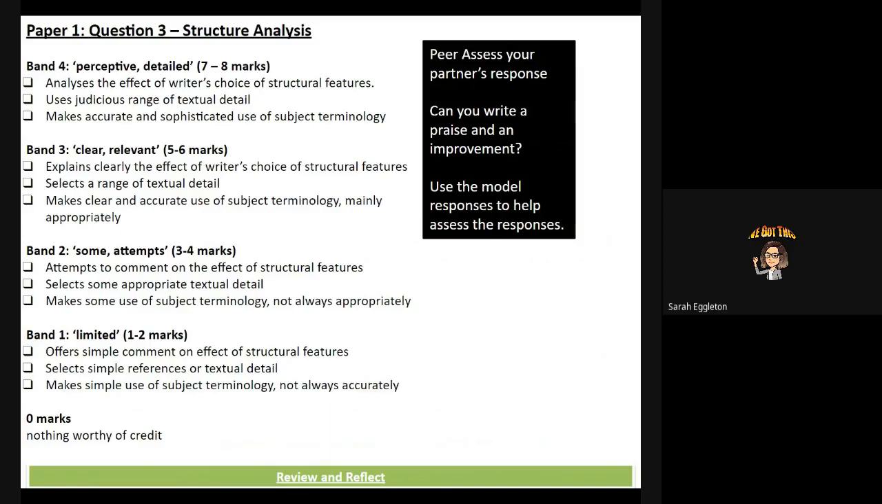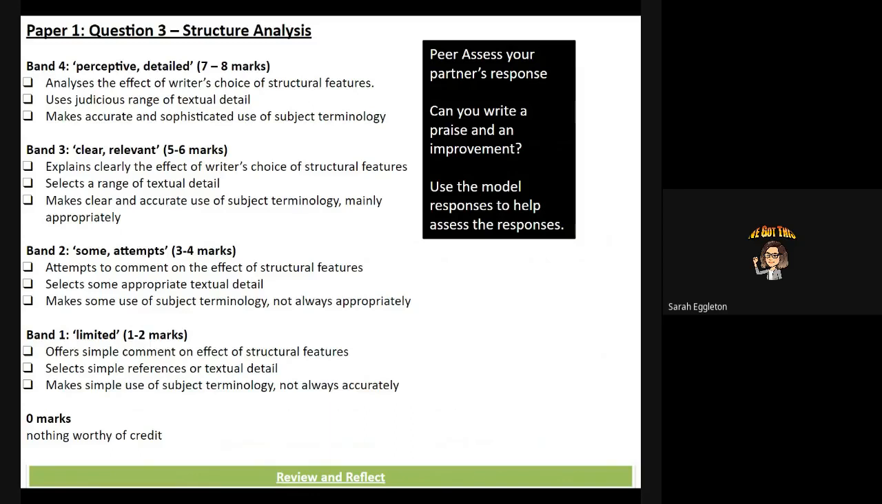Those words: some attempts, clear, relevant, perceptive, detailed. Some attempt to comment on the effect of structural features, and some subject terminology, not always used appropriately, compared to explains clearly the effect of the writer's choice of structural features, selects a range of textual detail, and makes clear and accurate use of subject terminology in labelling those structural techniques.